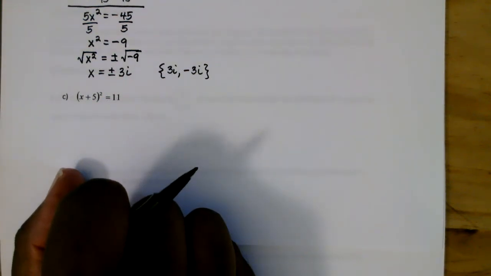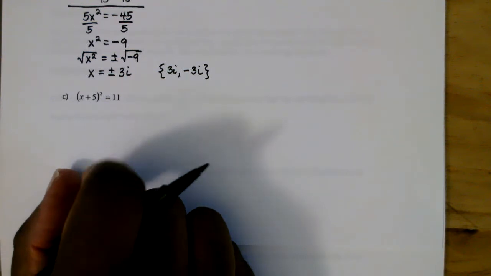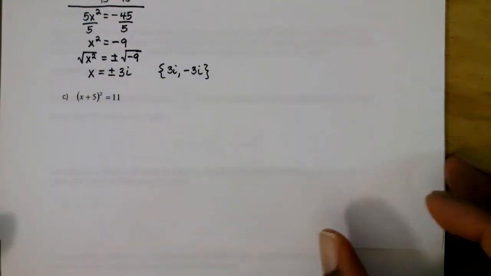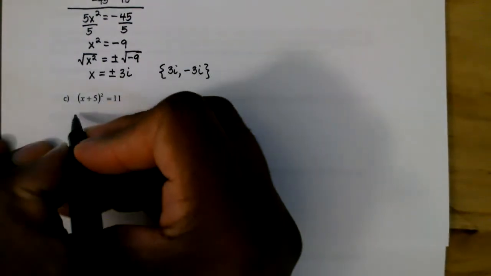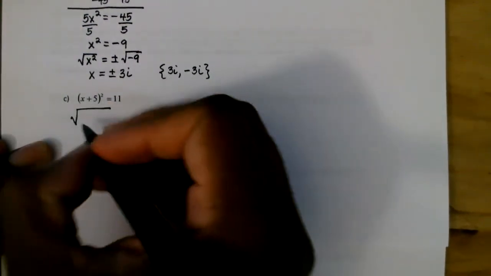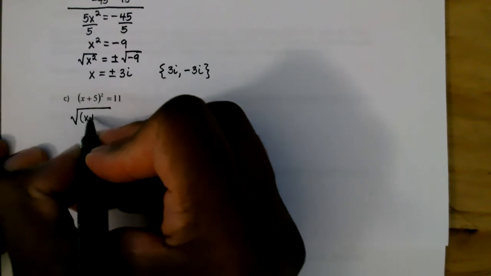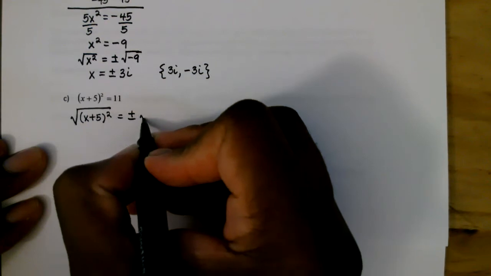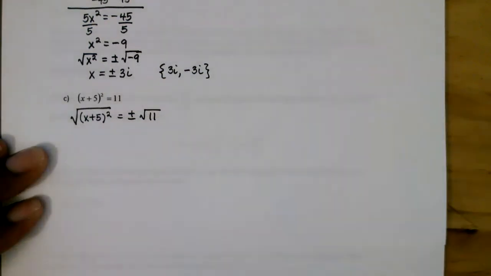Now we have to do the reverse using inverse operations. We first need to get rid of the square that's out there. The opposite of squaring something means we need to take the square root on both sides. And of course, we include that plus or minus, and then we take the square root of 11.